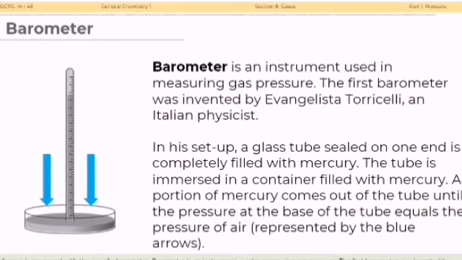In his setup, a glass tube sealed on one end is completely filled with mercury. The tube is immersed in a container filled with mercury. A portion of mercury comes out of the tube until the pressure at the base of the tube equals the pressure of air as represented by the blue arrows.